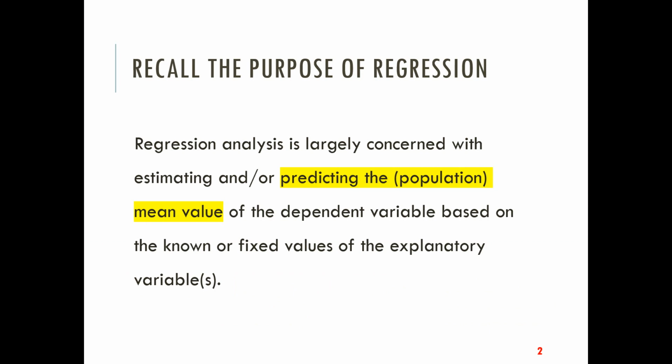Okay, so just a quick recap of the first lecture, in which we discussed the general purpose of regression. Regression analysis is largely concerned with estimating or predicting the mean value. So what does that mean? Whenever we talk about calculating things versus predicting things, what is the difference? For example, if I give a statement to a person that, look, Mr.